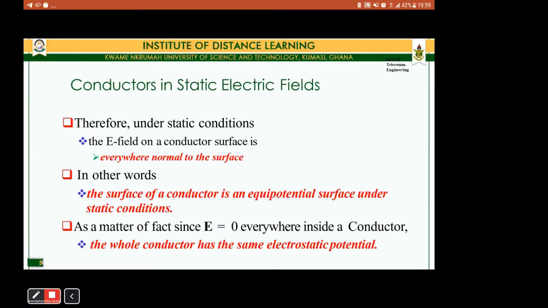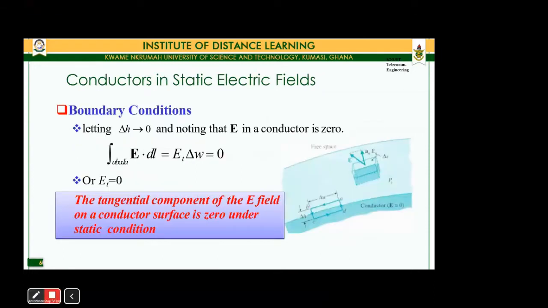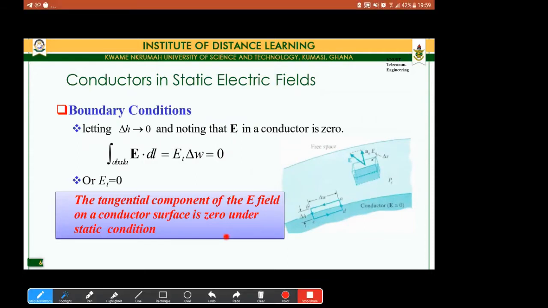Now we have something called boundary conditions. The boundary conditions tell us what will happen between the boundaries of two different materials. So if you look at the diagram on the right, here we have a boundary that is formed between the conductor and free space. There's a conductor here, and above the conductor is free space, and there's a boundary between them. This here is the boundary between the two materials. So what will happen to the electric field on the surface of the conductor and inside the free space?